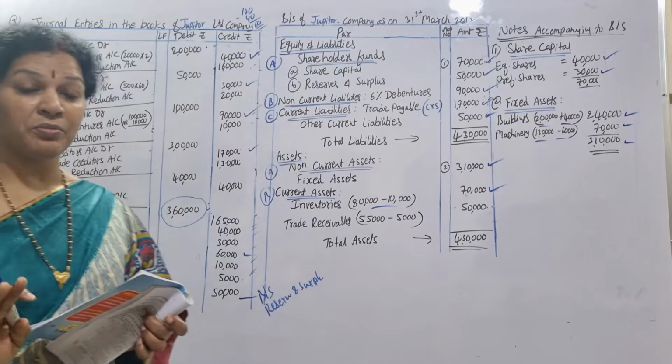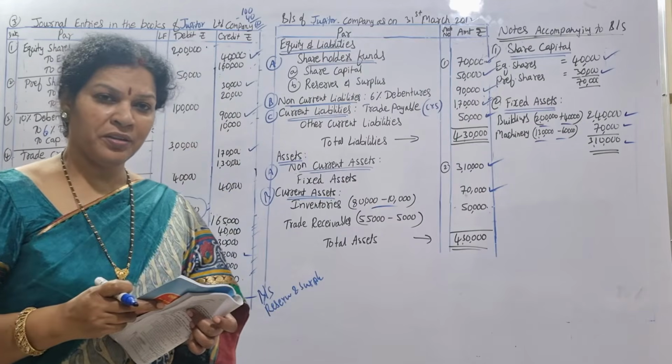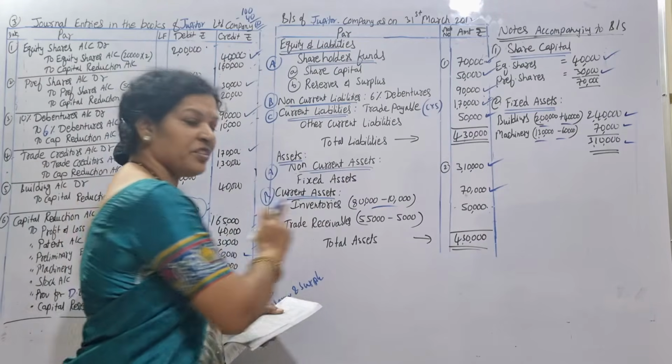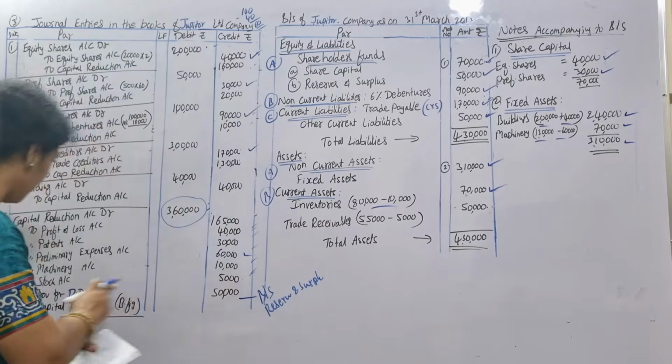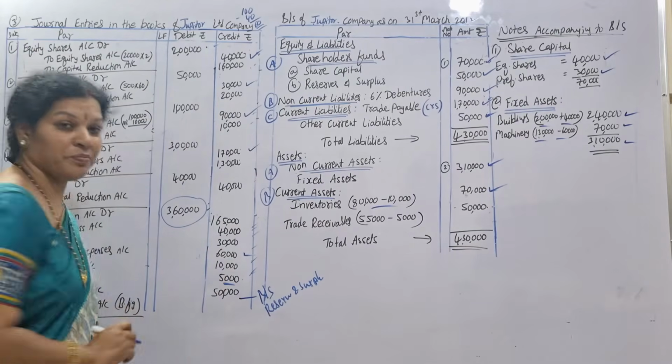This is inventories. We don't say it as stock. Okay. Next, debtors. What do you say? Trade receivable. So trade receivable. For debtors also there is an adjustment: provision for doubtful debts, 5,000 is there.